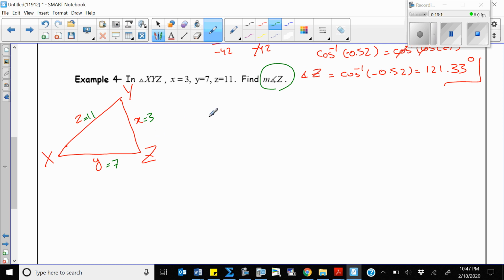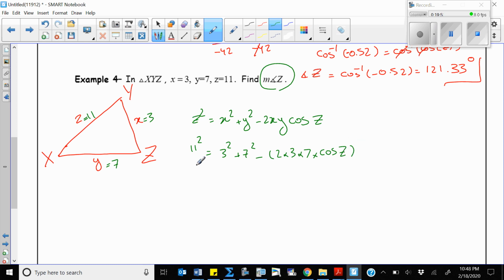angle z, so I need to write the formula in a way that angle z is involved. So I use z squared equal to x squared plus y squared minus 2xy cosine of angle z. z squared is 11 squared equal to 3 squared plus 7 squared minus 2 times 3 times 7 times cosine of angle z. This is 121 equal to 3 squared is 9 plus 49 minus 2 times 3, 6 times 7 is 42 times cosine of z. 121 equal to 9 plus 49 is 58 minus 42 cosine of z.